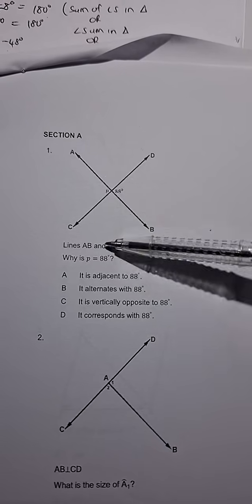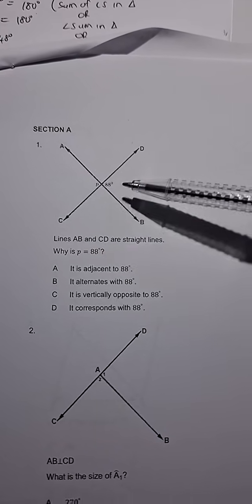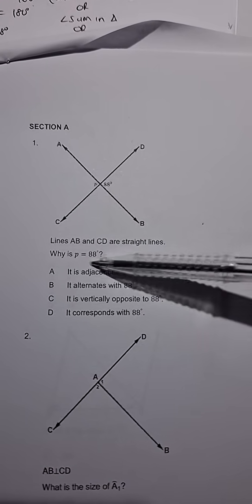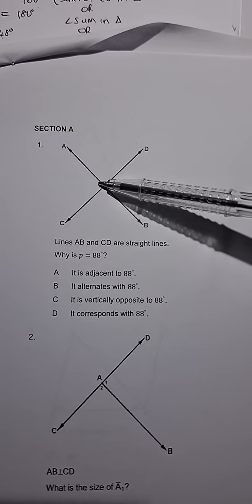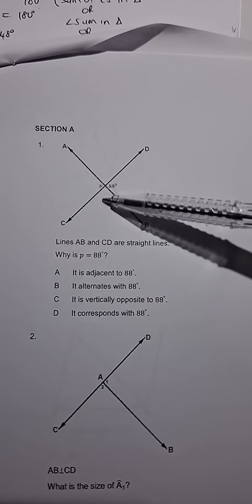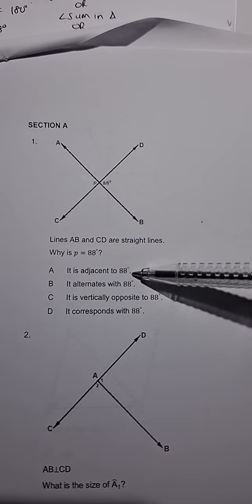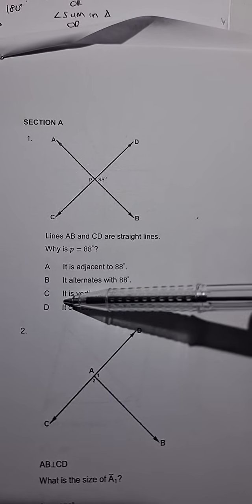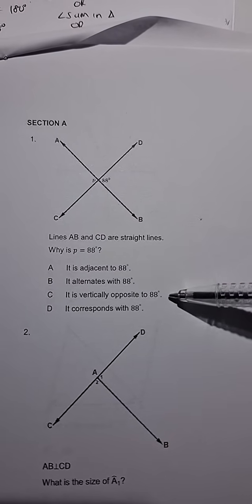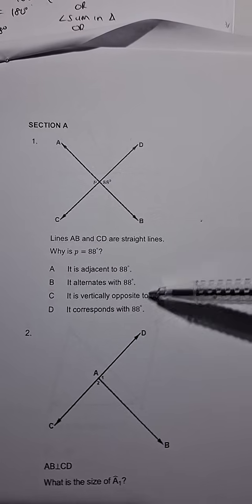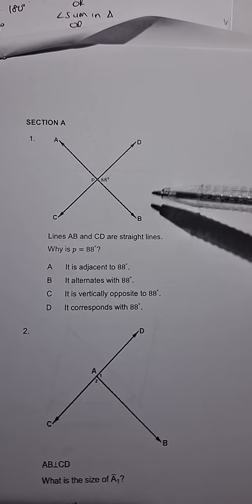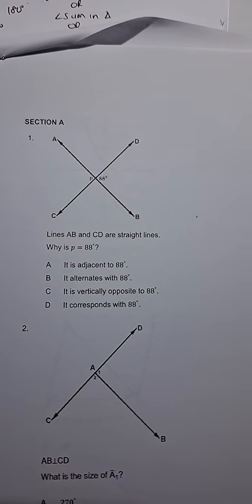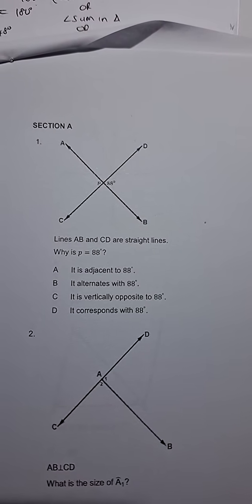So which option, guys, is correct here? If lines AB and CD are straight lines, and angle P is equal to 88 degrees: A, it is adjacent to 88 degrees; B, it alternates with 88 degrees; C, it is vertically opposite to 88 degrees; or D, it corresponds with 88 degrees. So which one is it? Is it A, B, C, or D? I guess you guys will let me know.